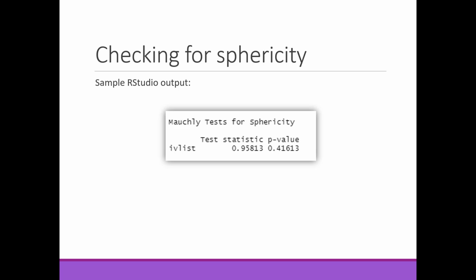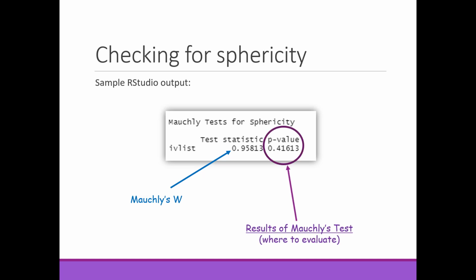Now, Mauchly's test will look like this, very basic, in R Studio. This is just sample output. And here is what's called Mauchly's W. That is the test statistic that will allow us to test for sphericity. We don't really pay attention to that as much as the p-value, because really with Mauchly's test, very much like Levene's test, what we care about is whether or not the assumption is met, and so whether or not you reject the null hypothesis.